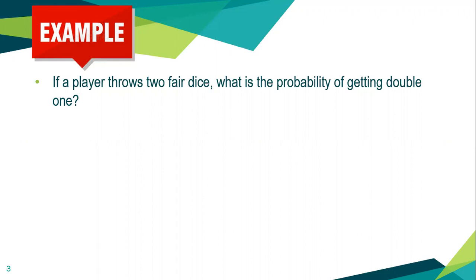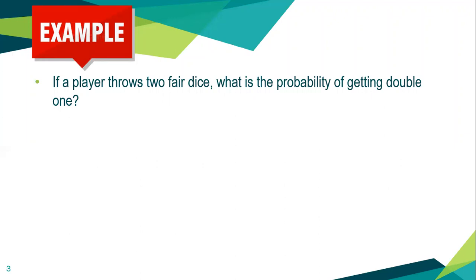Si player daw ay tapon or nag-toss ng dalawang fair dice. Ano yung probability na makakuha tayo ng double one? Ibig sabihin, doon sa isang dice ay 1 yung makukuha natin at sa second die, 1 din yung makukuha natin. Okay? Yun yung tinatanong sa atin.